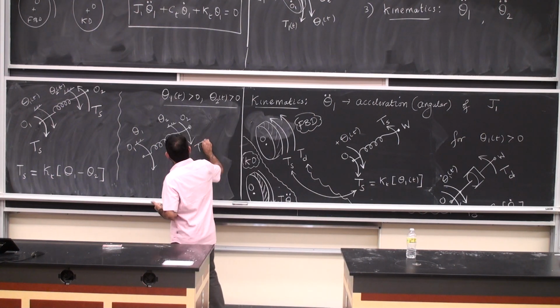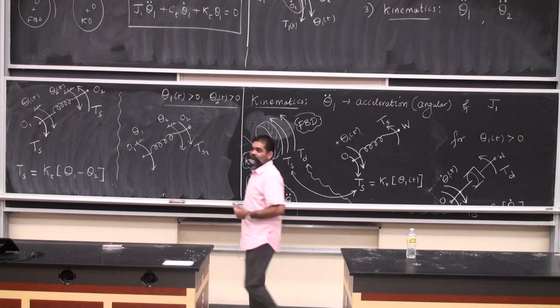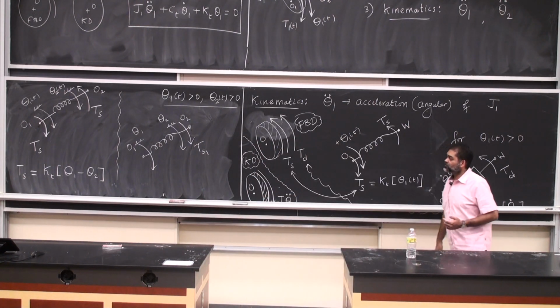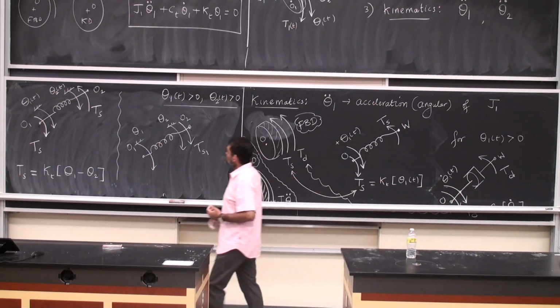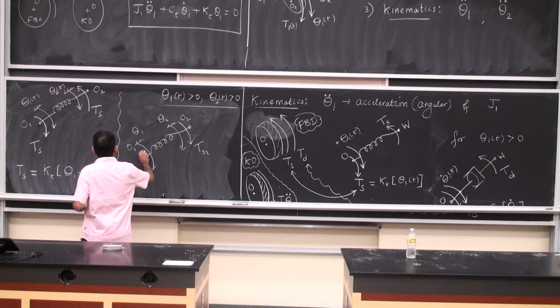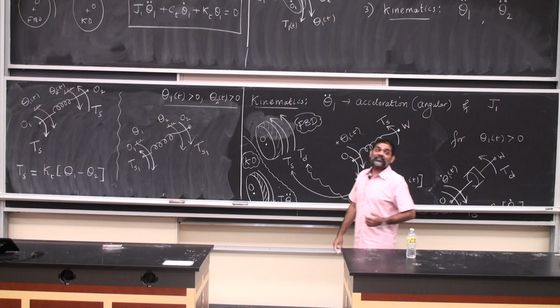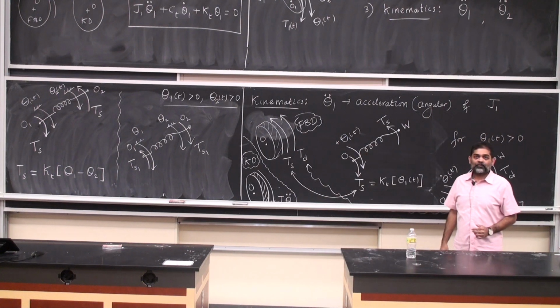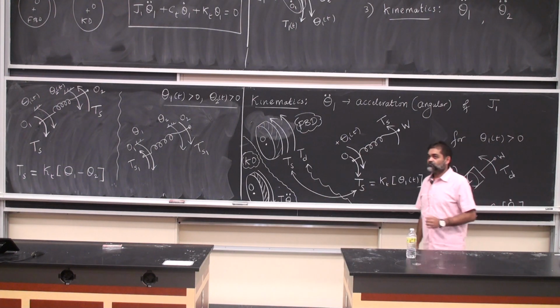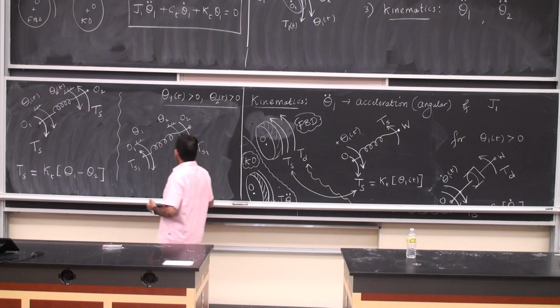Okay, so this I'm going to call as some TS1, just to make it different. And so I'm going to have an equal and opposite TS1 on this side. What should be the magnitude of TS1? Theta 2 minus theta 1. Theta 2 minus theta 1, fantastic.